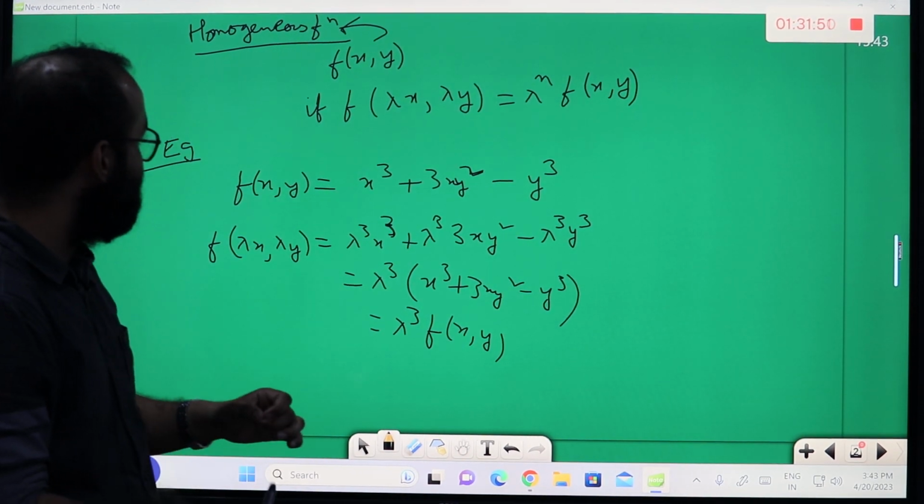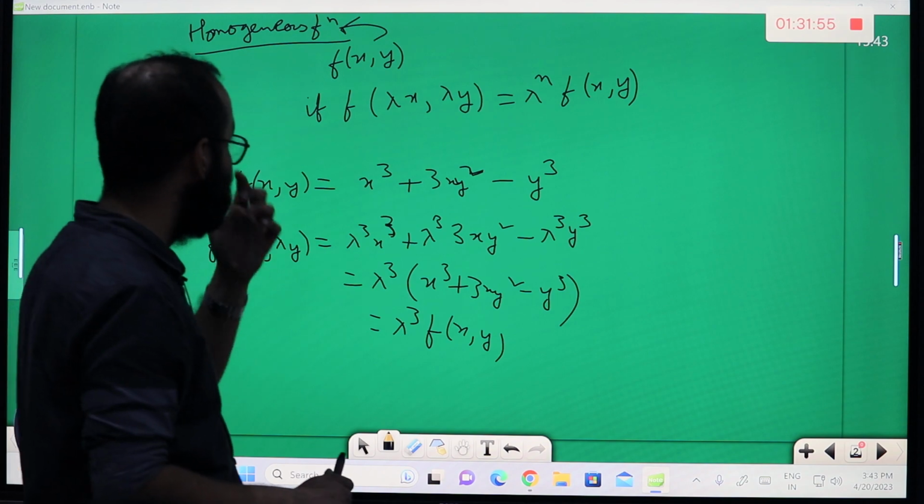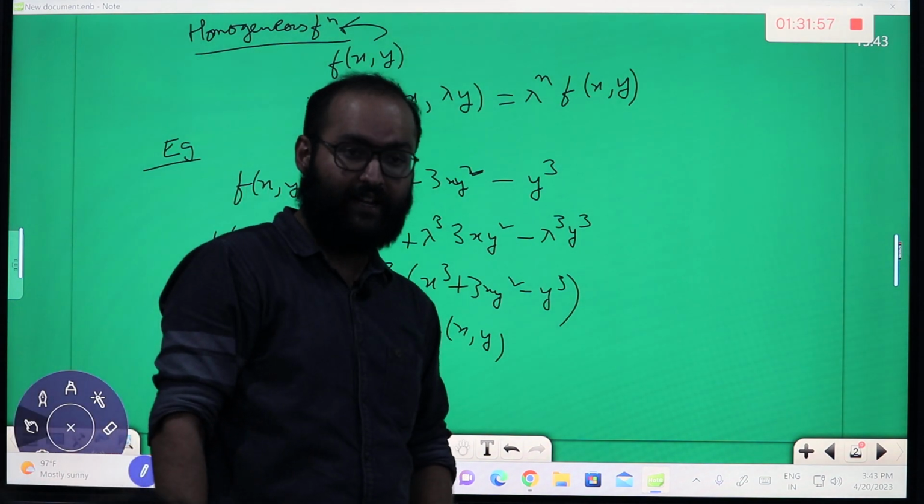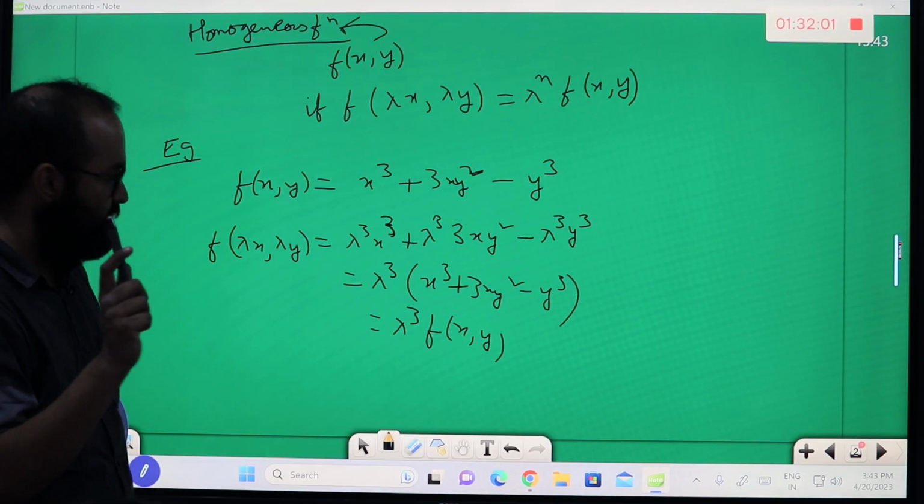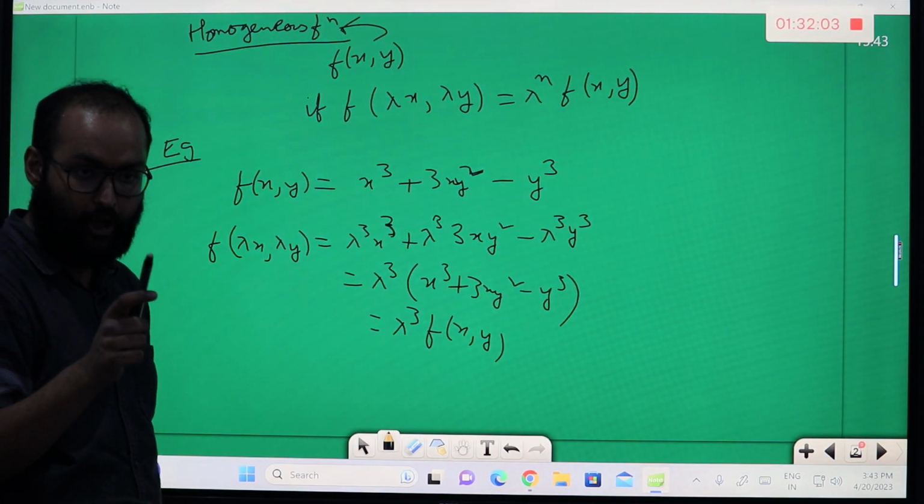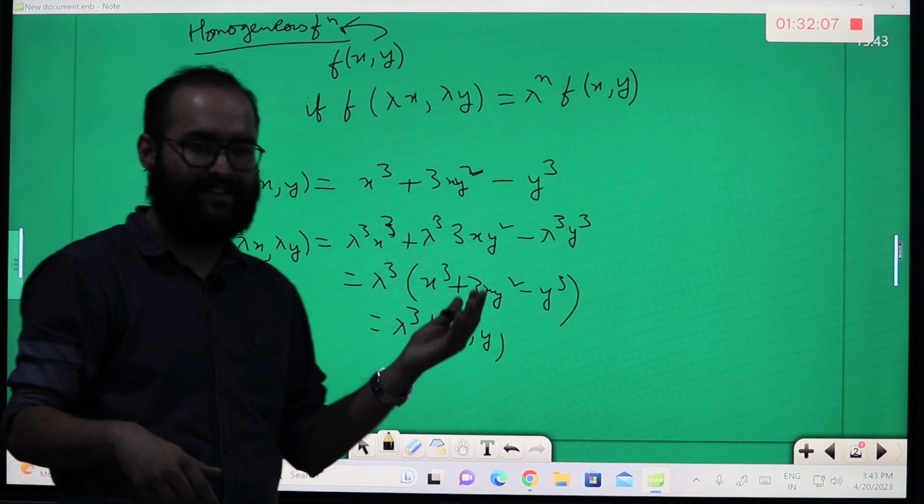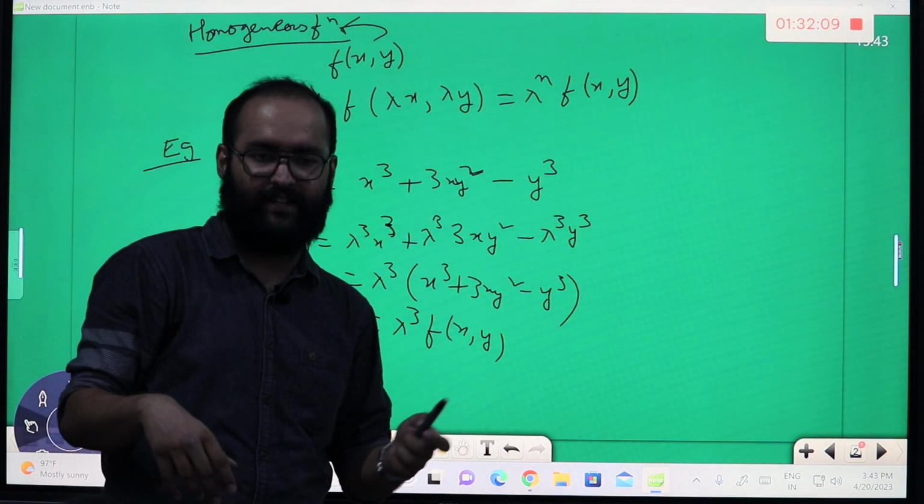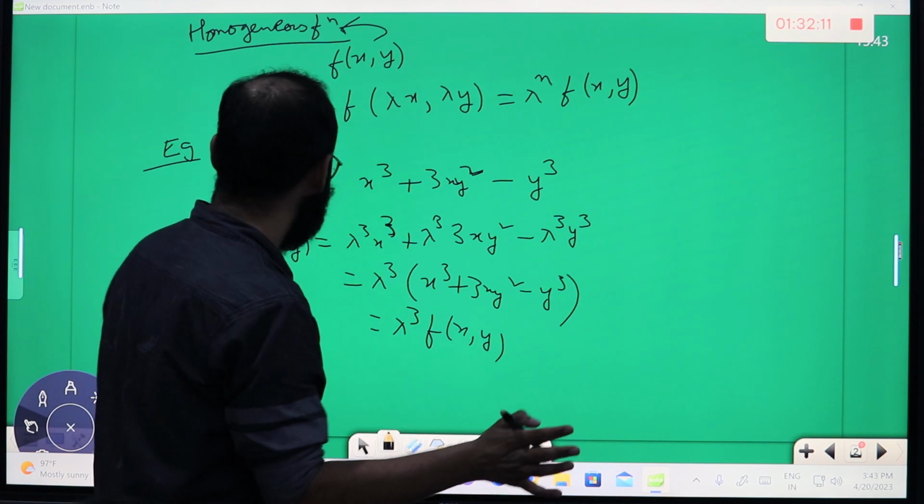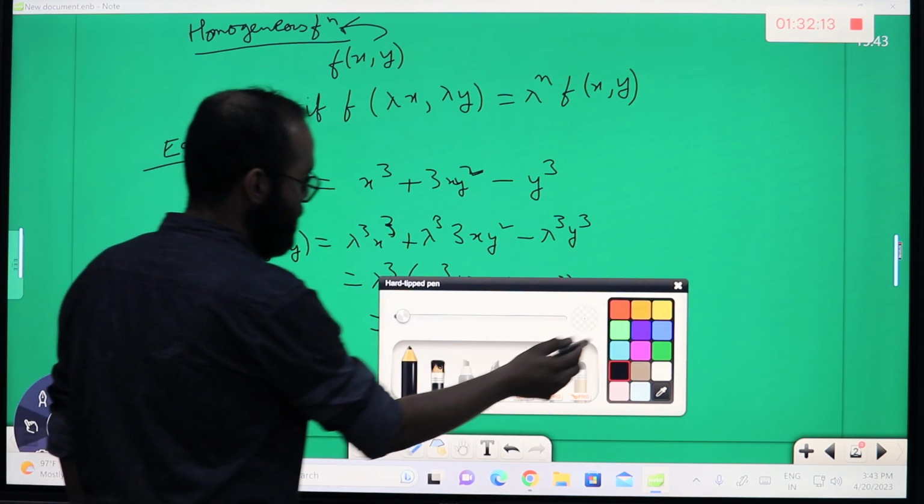You can express that as lambda power n into f of x comma y, where what is this n? N is the degree of your expression, isn't it? Now you can also check it in another way. Instead of replacing x, y with lambda x, lambda y and doing such a big deal out of this, don't do this. Instead of wasting your time, just simply do this thing.